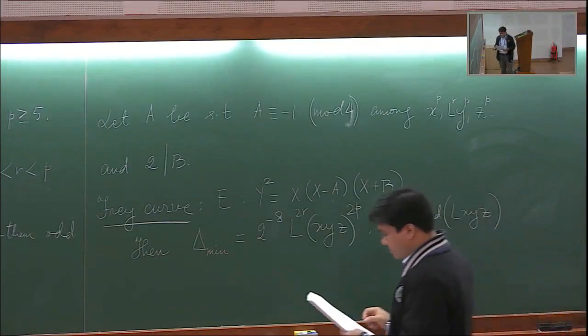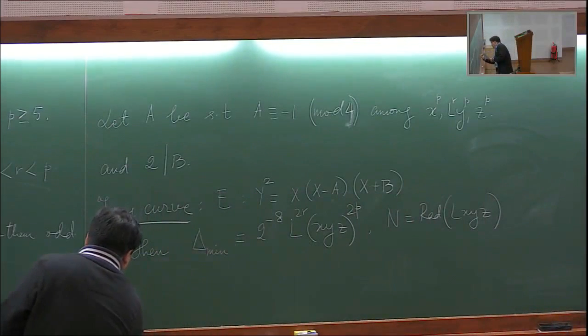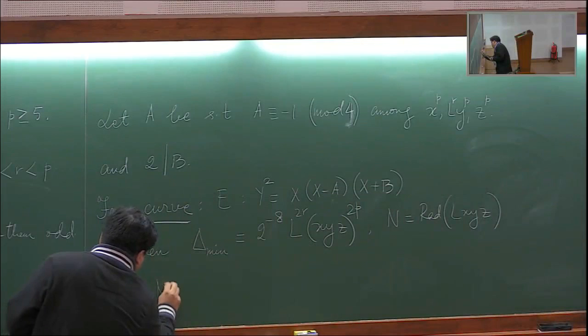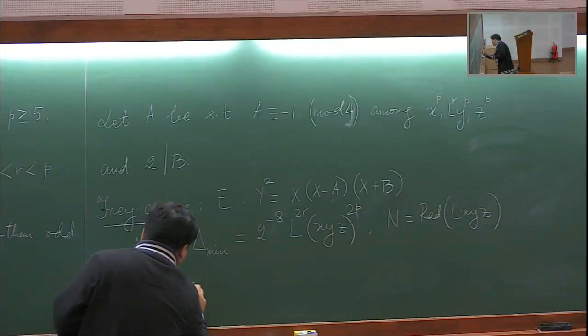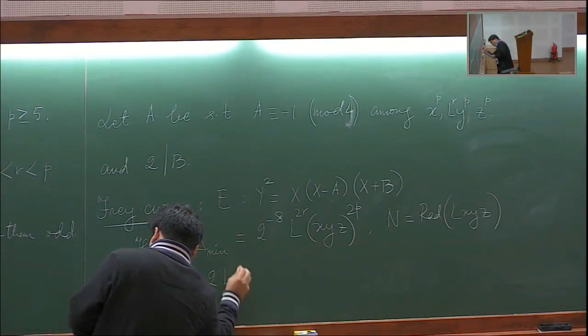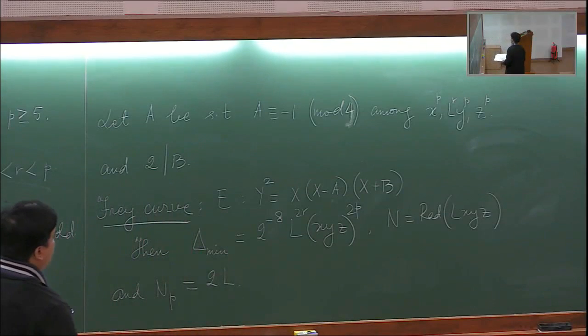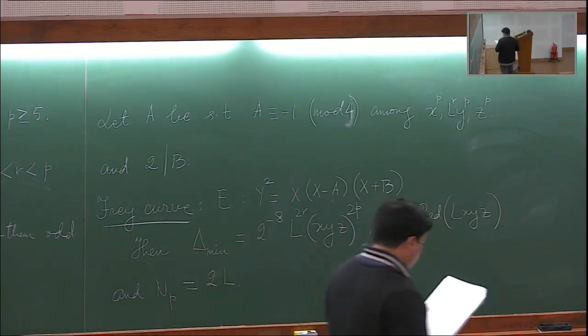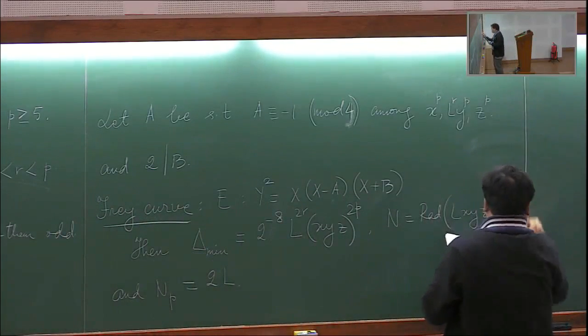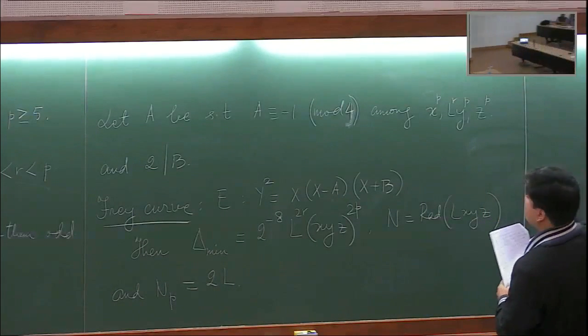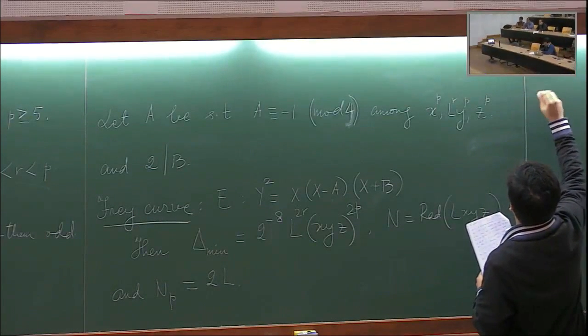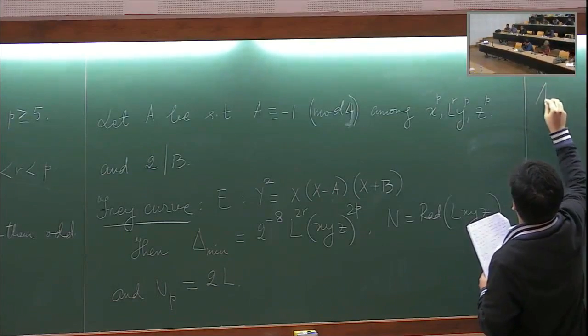And N_p computed turns out to be 2L here. Okay, so I've computed. So now I make one more assumption. Okay, so assumption.